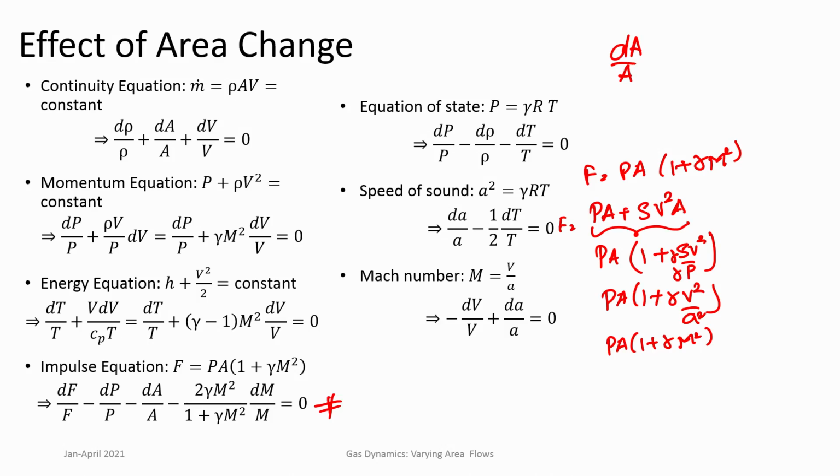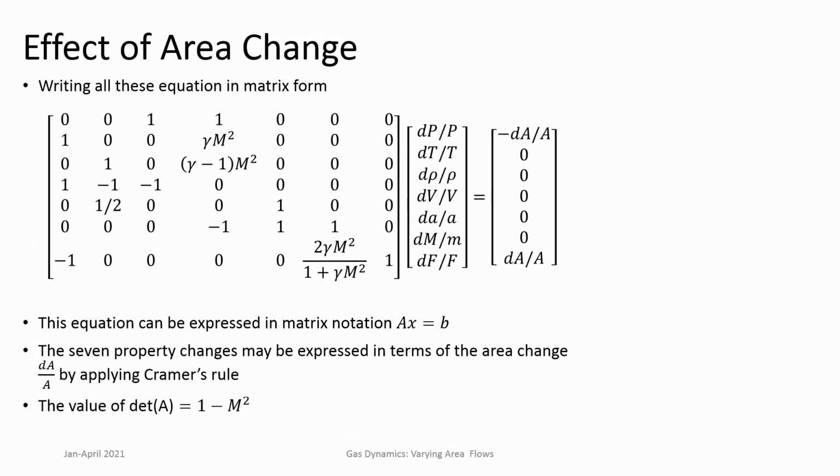So this way, if we look at all these changes together, speed of sound, Mach number, we write these equations in terms of dA by A as a variable, as a change, and collect all the equations together and write them in a matrix form with dA by A as a forcing function. Okay, then we will know how each quantity is getting affected by dA by A.